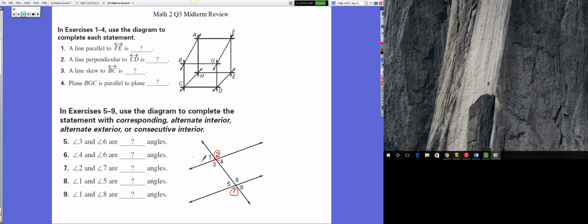1 and 5, 1 is here, 5 is here. They're corresponding, they're in the same position, they're both in the top left. And then the last one, 1 with 8, those are alternate exterior.